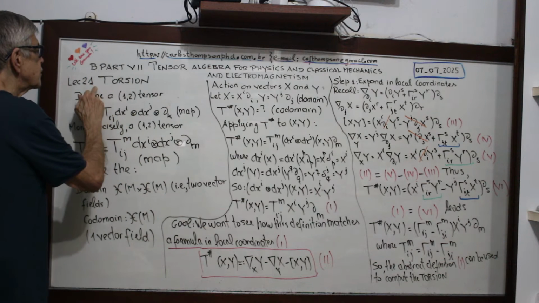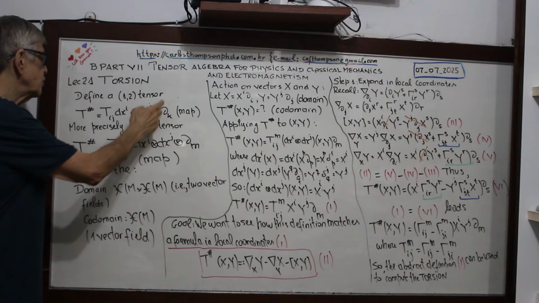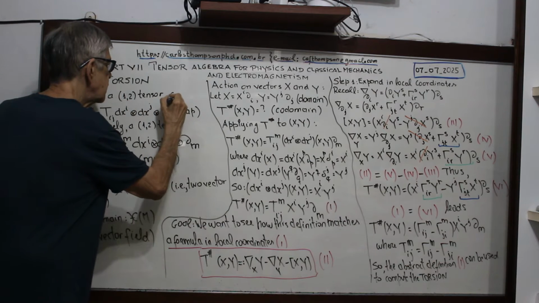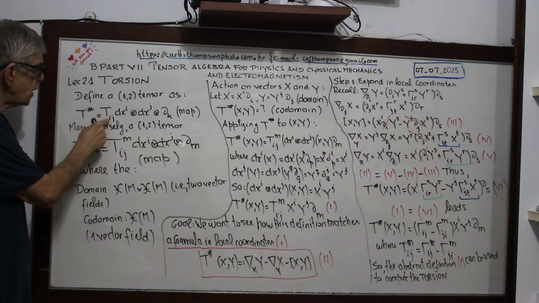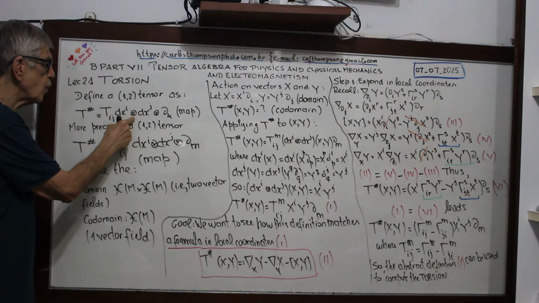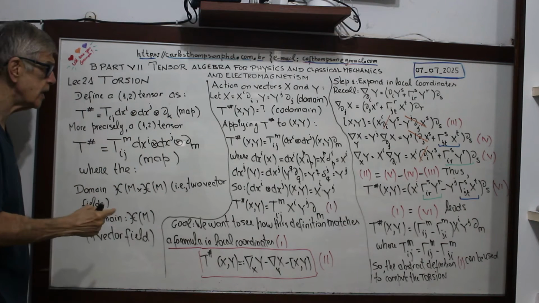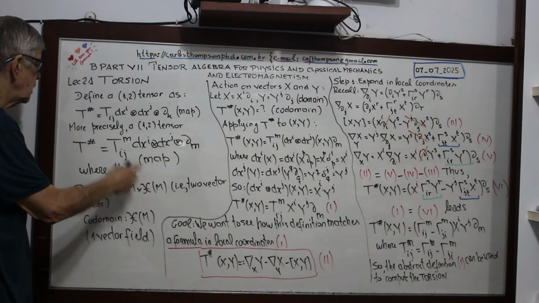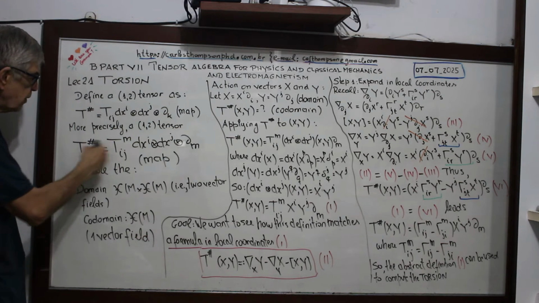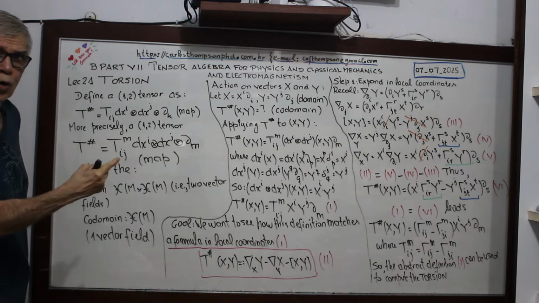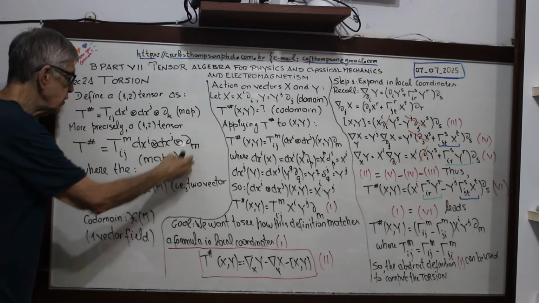Lecture 21, torsion. Define a 1-2 tensor T#. A 1-2 tensor can be expressed in local coordinates as T# = T^m_{ij} dx^i ⊗ dx^j ⊗ ∂/∂x^m. Let me rewrite it over here.